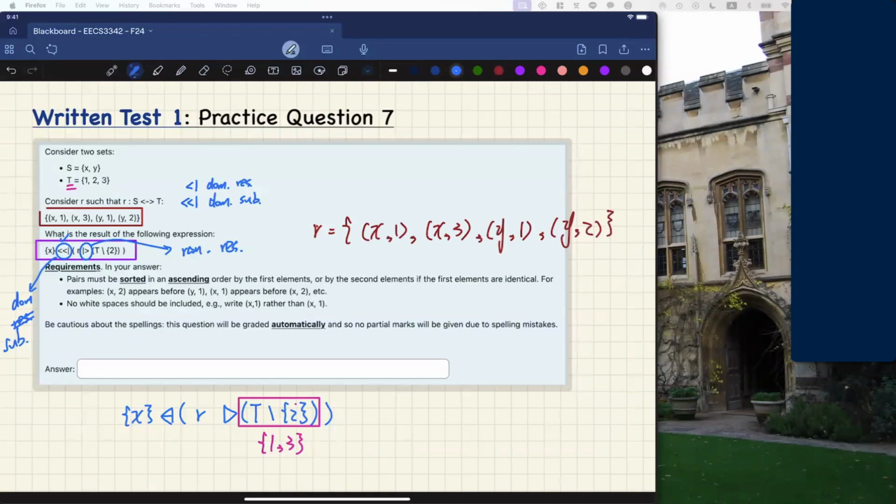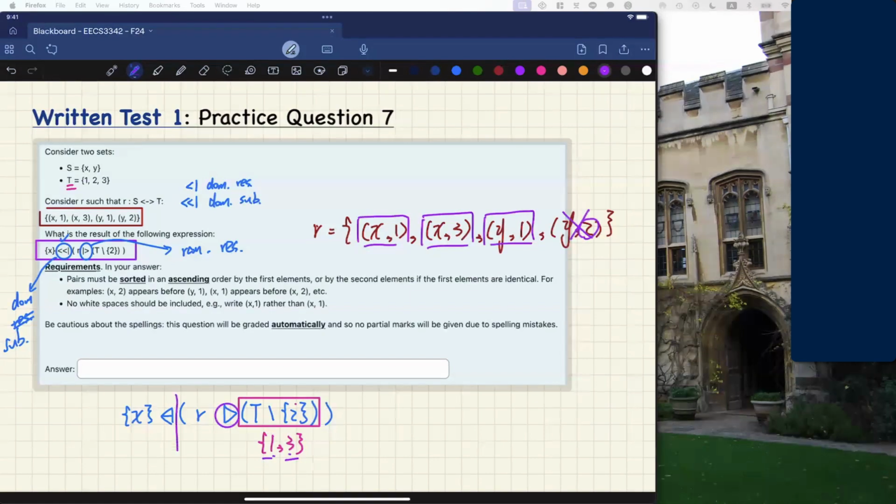Okay, so now what about the first range restriction? We want to keep all the ordered pairs where the range is either 1 or 3. So this one should be kept. This one should be kept. This one should be kept as well. So this one should be gone because the range over here is not either 1 or 3. All right. That's basically what happened after this.